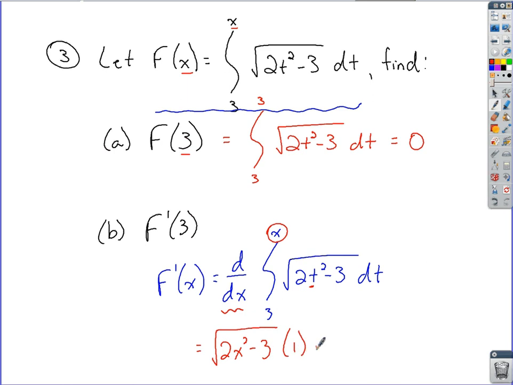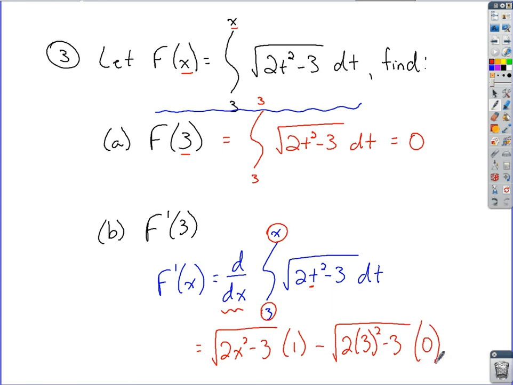Then you're subtracting. We go down to this bottom value, plug that in for t. You've got the square root of, if you spell it all out, 3 squared minus 3. Take the derivative of that 3, that's 0. You tack it onto the end.